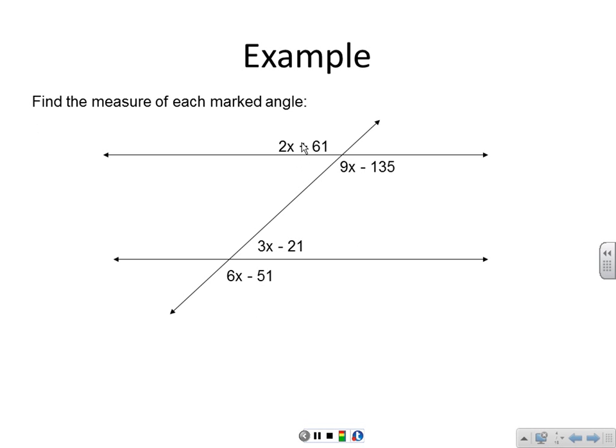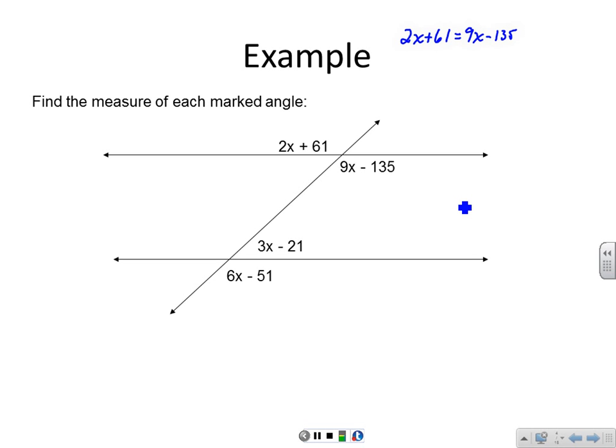Well, we know that these two angles here, 2x plus 61 and 9x minus 135, are vertical angles. So what we can do is take these two angles like we did earlier and set them equal to each other. So we have 2x plus 61 is equal to 9x minus 135.